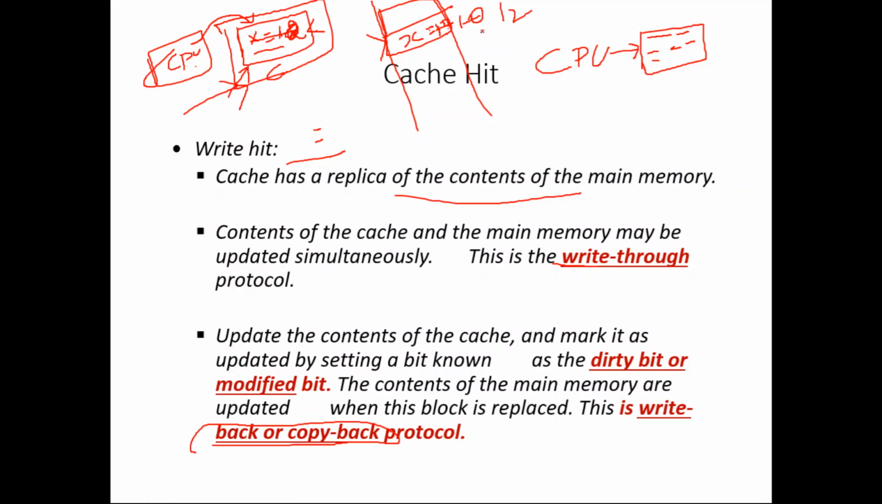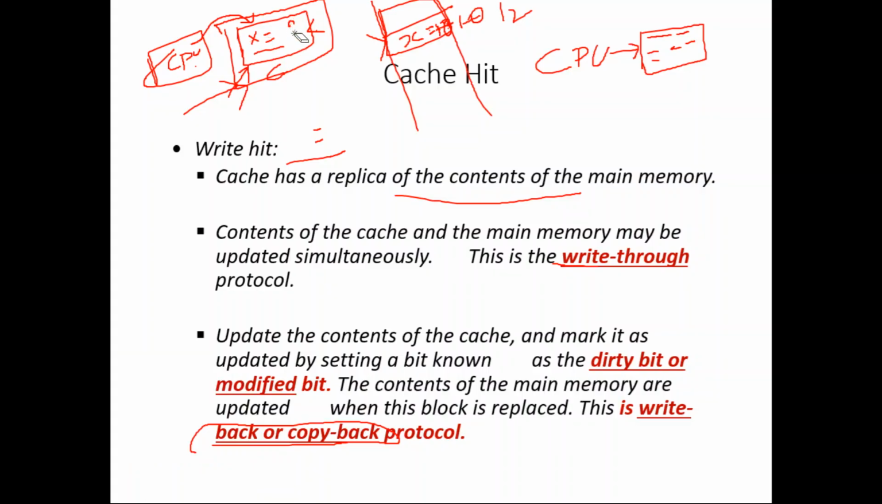But the write back protocol, what it says in the sense, whatever change you want to do, you change only the cache. You don't change the main memory. So x will be 12 only in the cache memory. In the main memory, it will be 10 only initially.